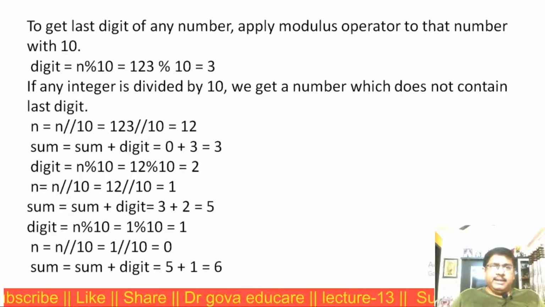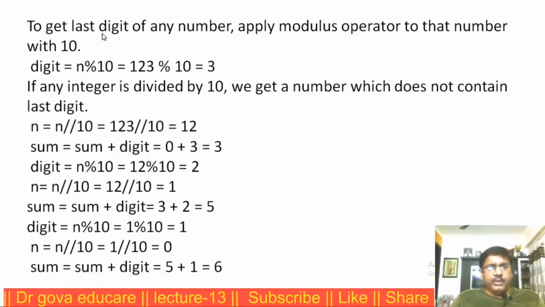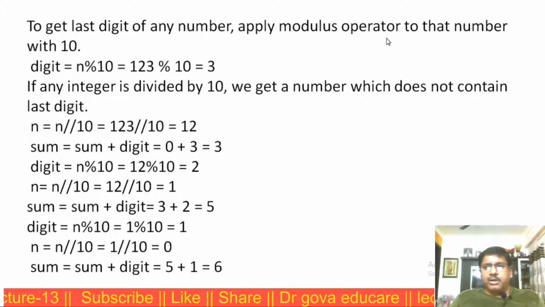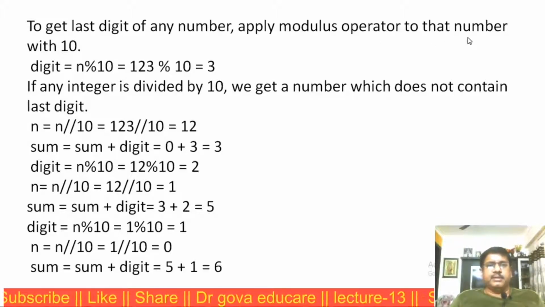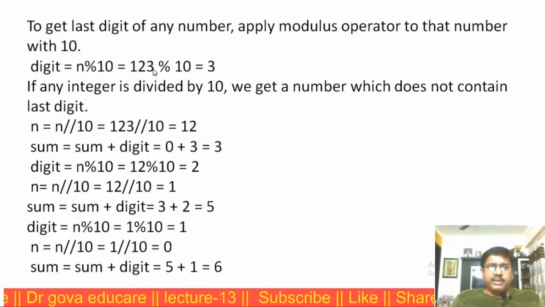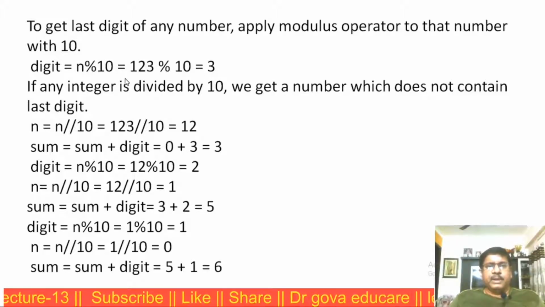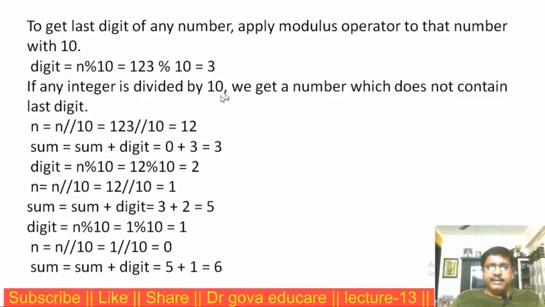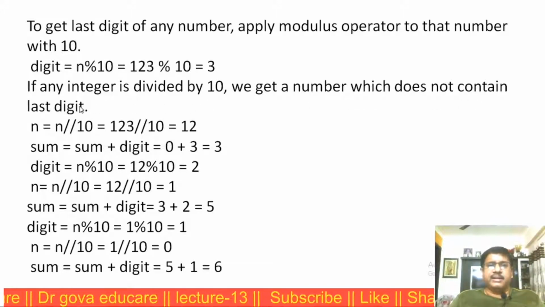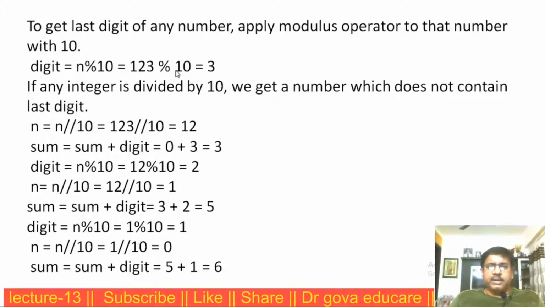To get the last digit of any number, this is a general formula: apply the modulus operator to that number with 10. Say I want the last digit. Now n modulo division with 10, we get 3. If any integer is divided by 10, we get a number which does not contain the last digit. Now it is modulo division, we get the last digit.